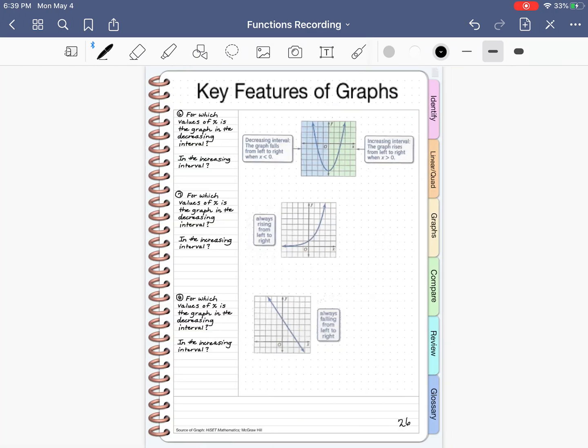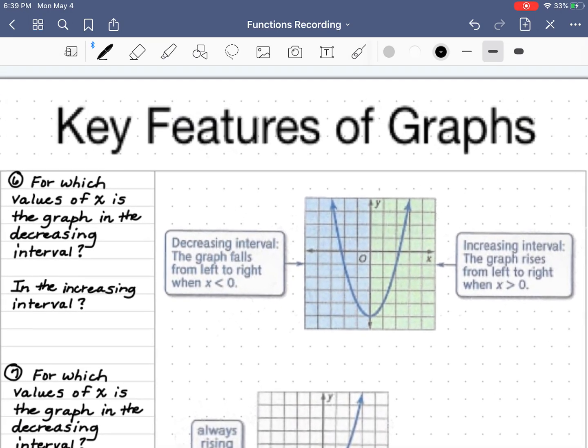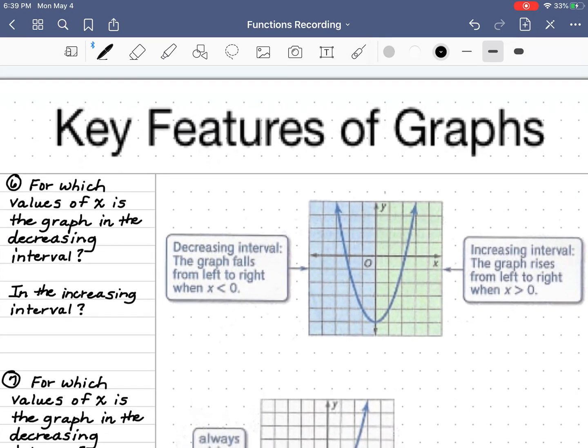Then on page 26, we don't have to do anything here. We're just looking at their picture. For which values of x is the graph in the decreasing interval?